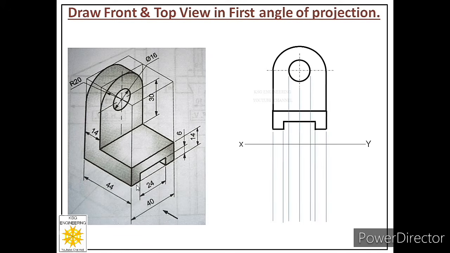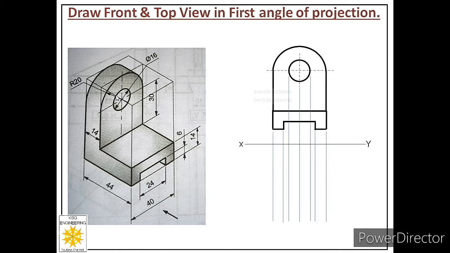Then you can see there are three hidden faces. This face, and this one. These three faces are hidden behind this face. And apart from these three faces, there is one hole also, which is not visible from top, but we have to represent that hole as hidden.